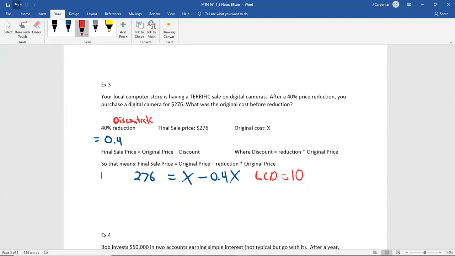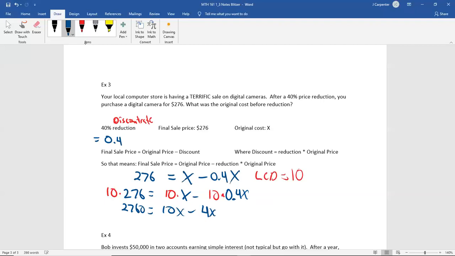I could use 100, and if I wrote that as 0.40, I might count it as 100. I could use 1,000, and they'd all get the right answer. But we're doing this as simple as possible. So we use the LCD, not just a CD. Make sure your decimals and your multipliers are really well labeled. You don't want to actually think this is 10.04 or 10.0.4. That would be weird, right? Each decimal goes to the right once, which makes this 2,760. This is a 10x, and this is now a 4x. 10x minus 4x is going to give us 6x.